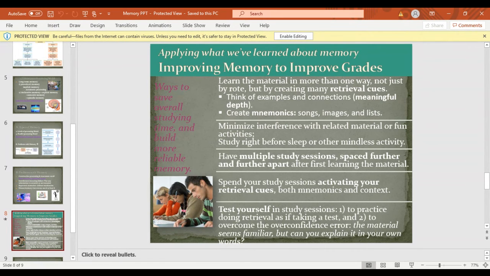Studying right before sleep is often found to be really helpful. You want to have multiple study sessions at first. They should be pretty close together and then spaced further and further apart after first learning that material. And you want to try different ways of retrieving information, whether it be you asking the questions or you providing the answers and then coming up with questions, whatever it may be, just different ways of doing it. And then testing yourself.